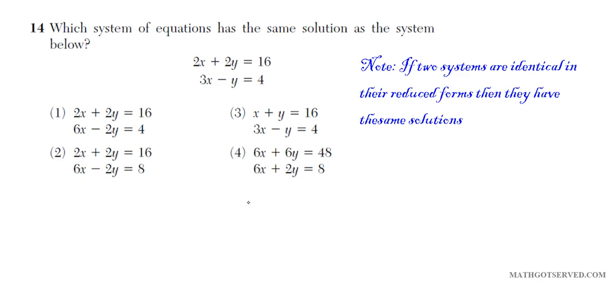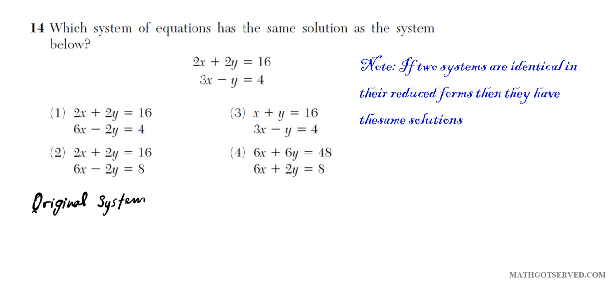Okay, let's take a look at number 14. It says, which system of equations has the same solution as the system below? So we have 4 options. Question is, which of them have the same solutions as the system right here? Now, one thing to note is that if two systems are identical, when they're in their reduced forms, they've been simplified completely, then they have the same solutions because they're exactly the same system. All right, so let's start by taking a look at the original system.